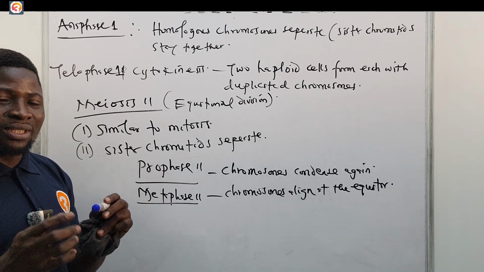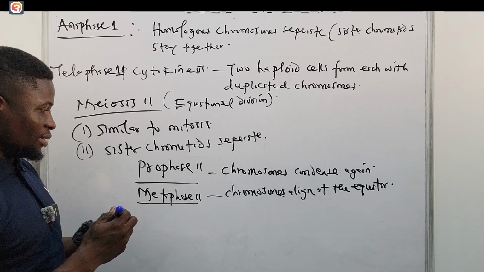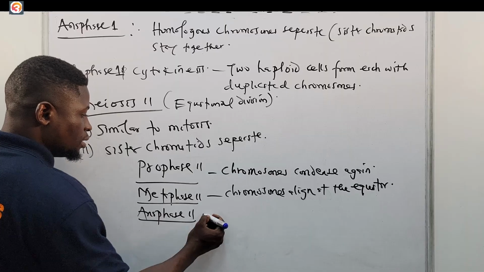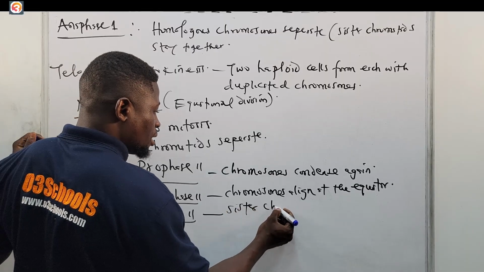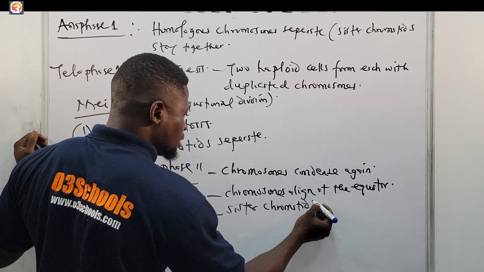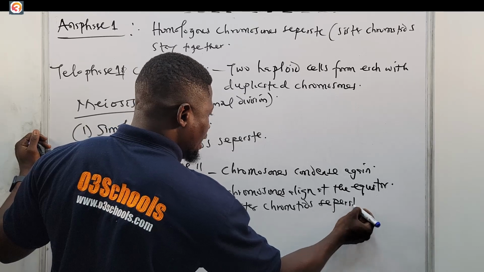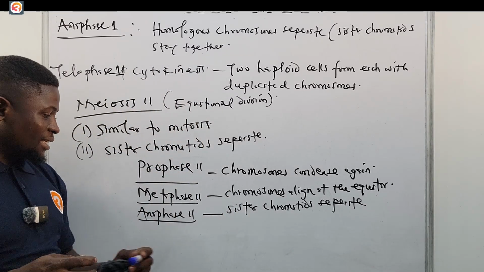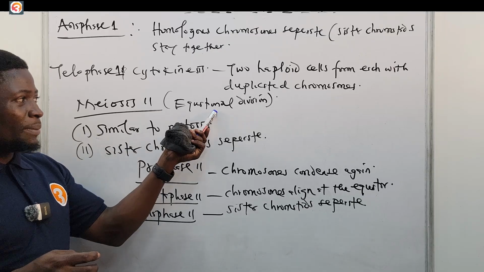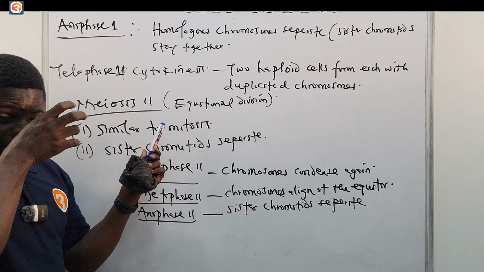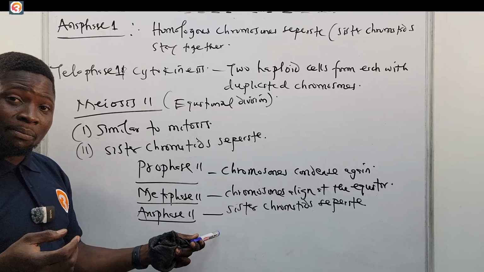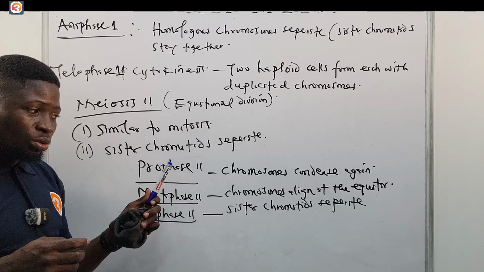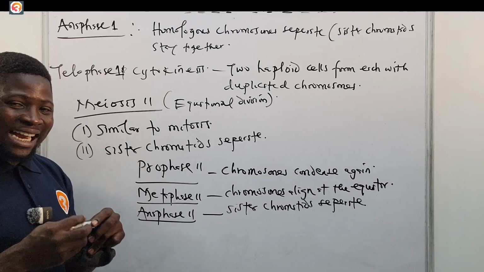In anaphase 2, sister chromatids separate, just like in mitosis, because we are talking about equational division here. That is why I was saying it is similar to mitosis. What happens in mitosis will happen in this second phase. So in meiosis 2, sister chromatids separate at the anaphase.